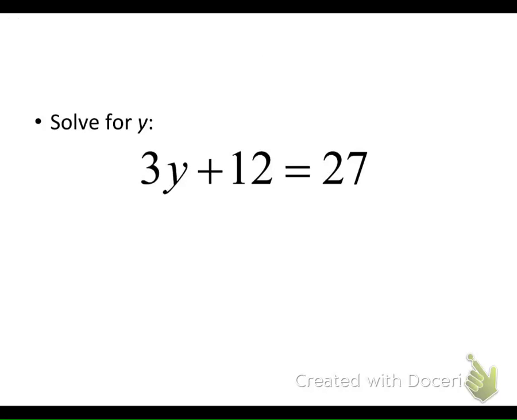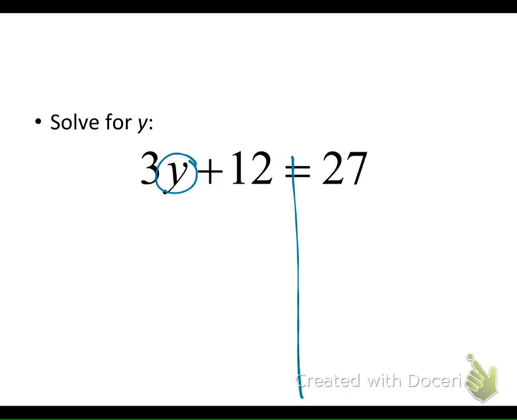Okay, so the first question. If you notice, the directions tell us to solve for y. Basically, we're just solving for the variable. Anytime we're solving for the variable, what's the first thing that I do? That's right. I circle my variable. I draw my line of equality.